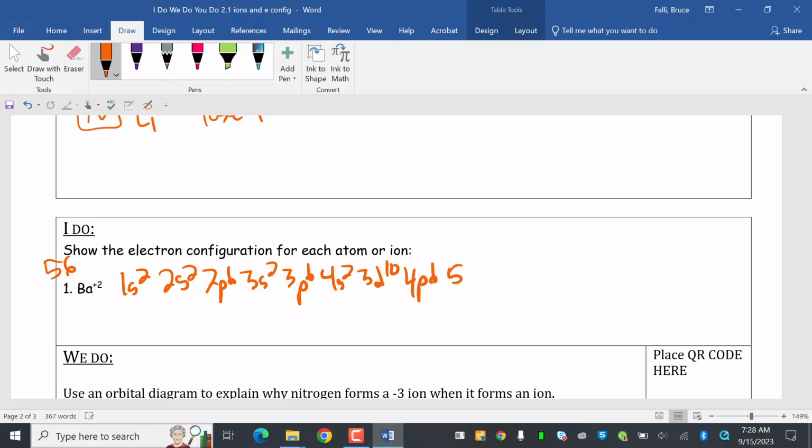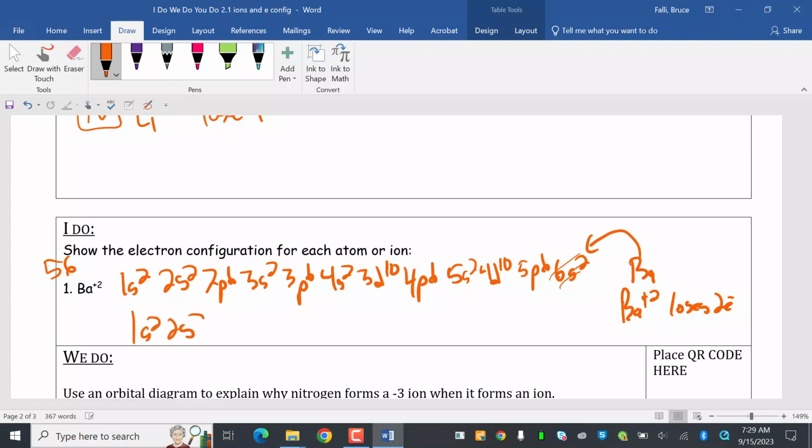Let's see, where's barium? Barium's on the 6th level. 5s2, 4d10, 5p6, 6s2. Now this is barium. Ba +2 loses 2 electrons. So it's going to be the exact same thing as this, but I'm just going to cross that off.